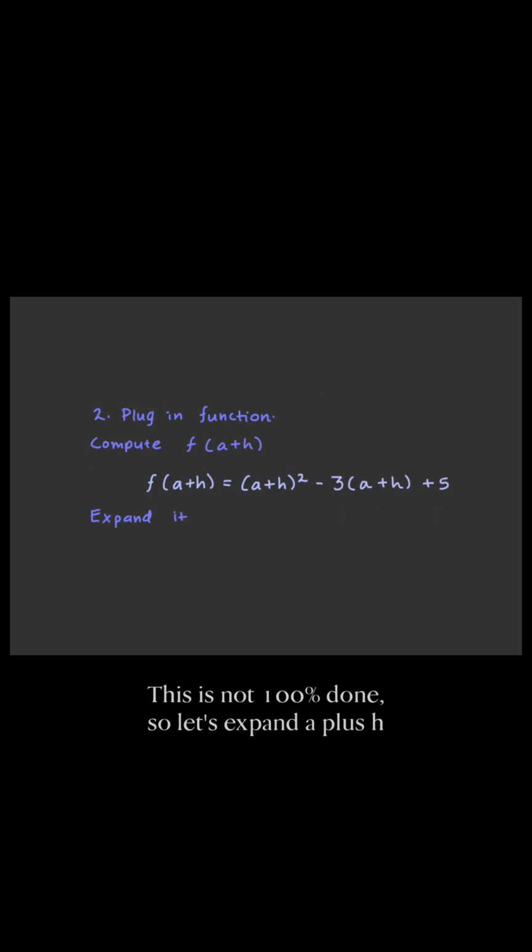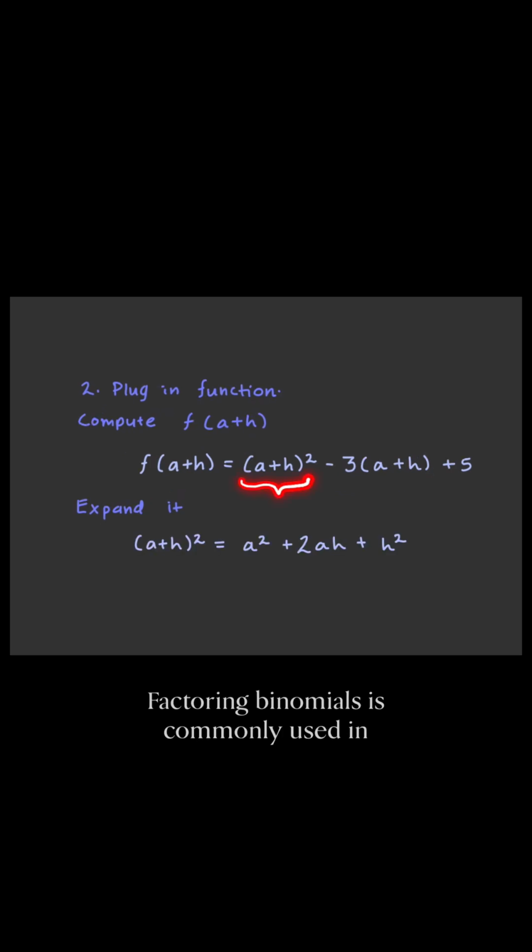This is not 100% done, so let's expand (a + h)². Factoring binomials is commonly used in calculus. To simplify your work, it helps to recognize common patterns in binomials, such as the difference of squares or perfect squares. In this case, we square the first term, square the last term, and the middle comes from multiplying the two terms together, and then doubling it because each term multiplies the other.